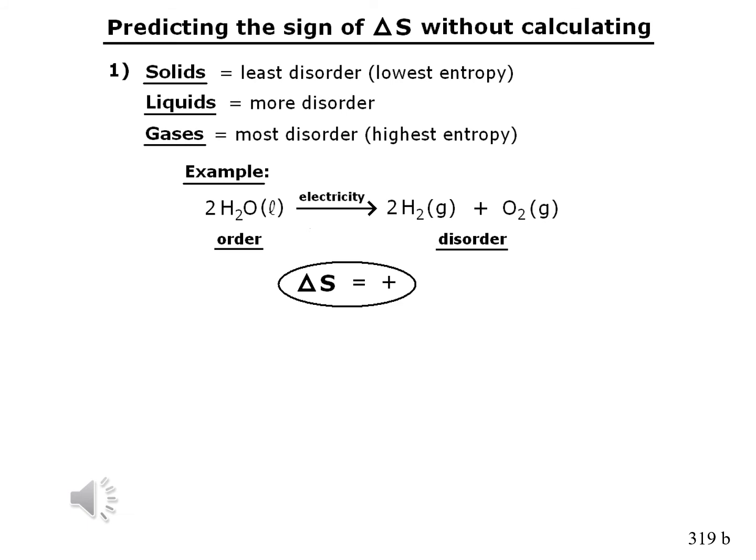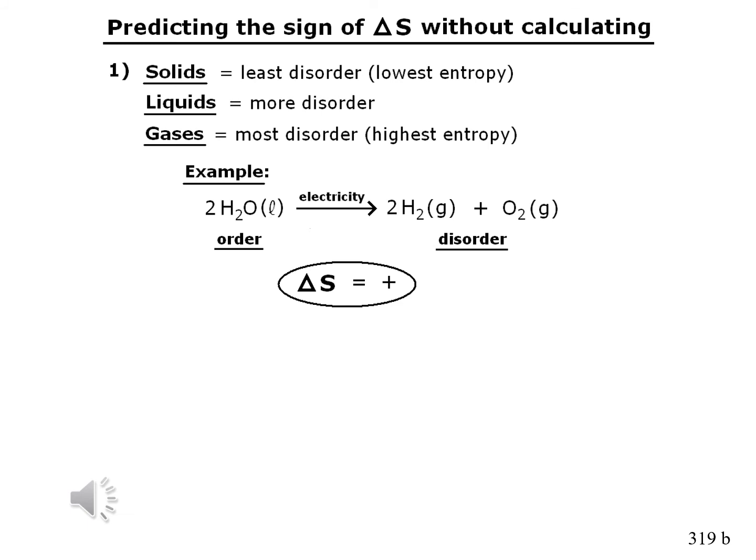Liquids are in between. So I showed a reaction where you can run electricity through liquid water and split it into the elements, the two gases, and this is called electrolysis of water. You would consider liquid water to be a state of order because it is much more orderly than gases.